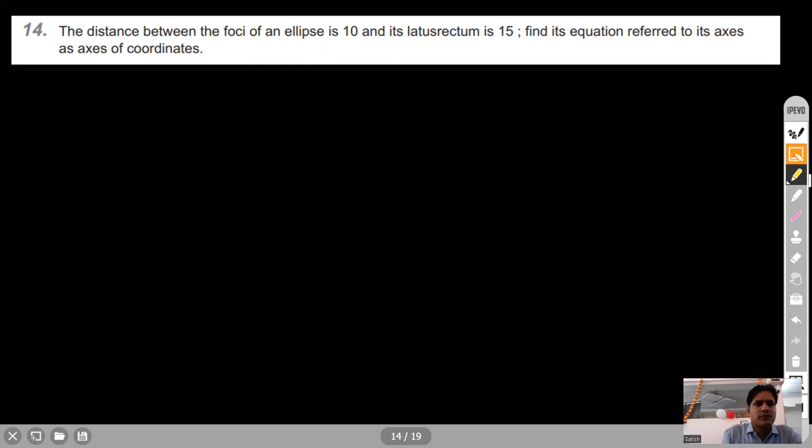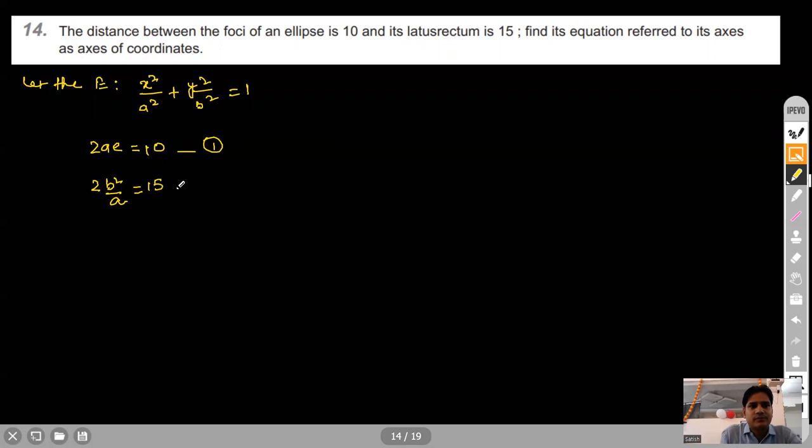Let the ellipse be x square upon a square plus y square upon b square equal to 1, because it is given that the coordinate axes are the axes for this ellipse. Now, what is the given information? The distance between the foci is 2ae, and it is given to be 10. The other information is the latus rectum. The length of the latus rectum is 2 times b square upon a, given to be 15. And we have to find the equation of the ellipse.